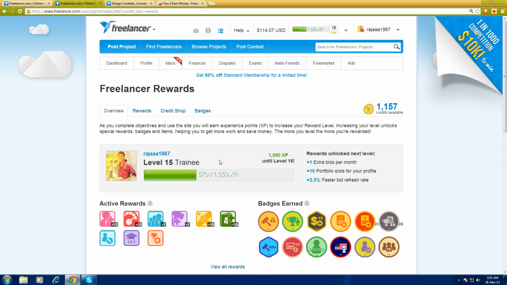Now I am going to tell you about the XP. By increasing XP, you will increase your level. By increasing your level, rewards will be unlocked. For this 16th level, I will get one extra bid for the month and 10 portfolio slots for the profile.